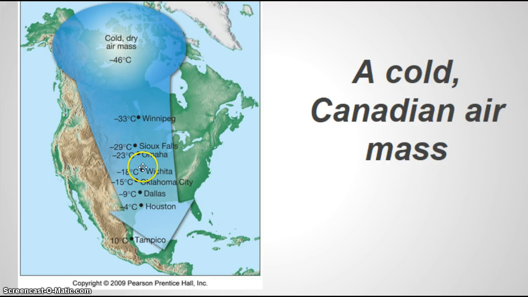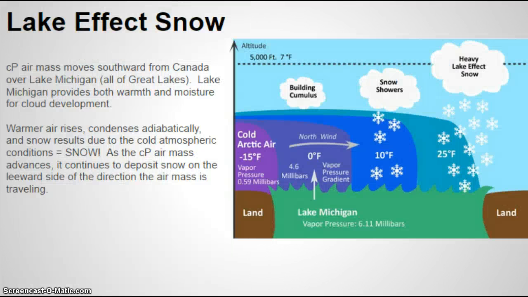If I look at a cold Canadian air mass, farther north it's going to be extremely cold, and as it marches southward, it does warm up, but it's still a very cold air mass. So in different locations geographically, as it's moving further south, it does warm up ever so slightly. And there are different reasons for that. But if I look at lake effect snow, it's telling me that I have a continental polar air mass moving southward from Canada, and it moves over Lake Michigan, or all of the Great Lakes.